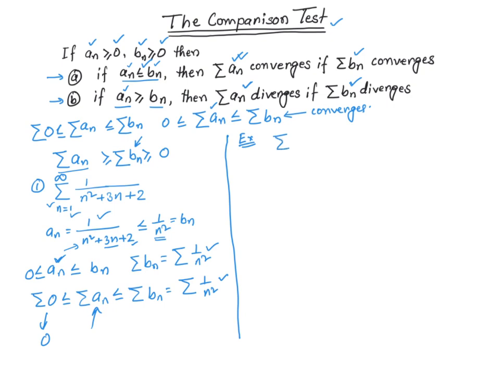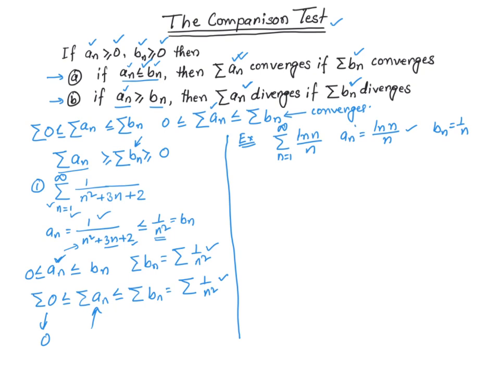So summation ln of n over n, okay? Of course, n goes from 1 to infinity. And obviously you can see an here, individual term, an is ln of n over n. All of them are either positive or 0. So we are okay there. Now let me define a sequence bn, which is 1 over n.